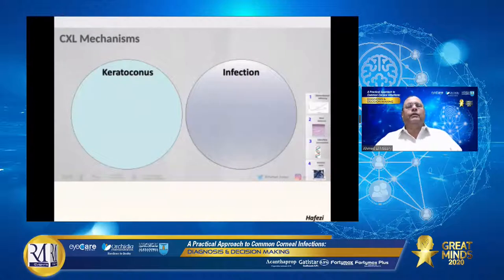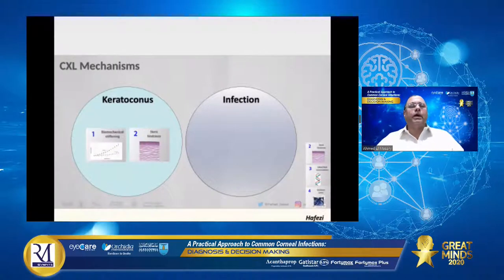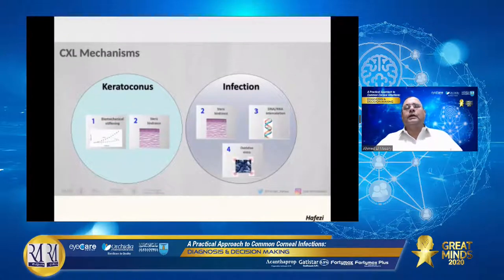The difference in the action of the cross-linking in keratoconus and infection: in keratoconus, there is a biomechanical stiffening of the cornea that results in steric hindrance and stiffness of the collagen. But in infection, there's an added DNA and RNA intercalation that results in oxidative stress and results in stiffening of the cornea and decreased digestion of the collagens.